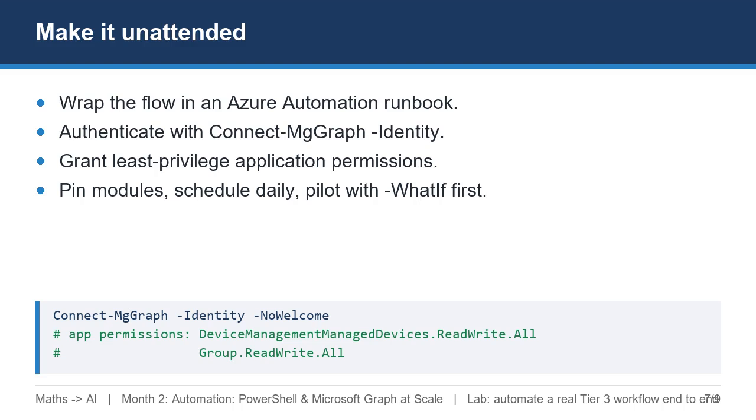Finally, make it unattended. Wrap the whole flow in an Azure Automation runbook that authenticates with Connect-MgGraph -Identity, using the managed identity so there are no secrets. Grant that identity only the application permissions the workflow needs: DeviceManagementManagedDevices.ReadWrite.All and Group.ReadWrite.All, and nothing more. Pin your module versions, attach a daily schedule, and crucially, pilot on a small ring with -WhatIf before you ever let it run fleet-wide. Preview first, scale last.